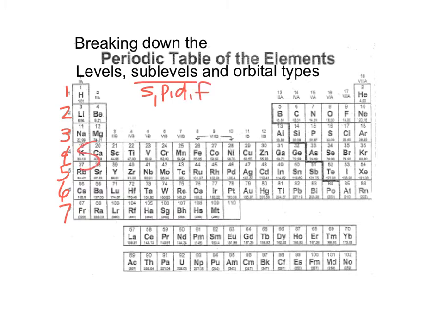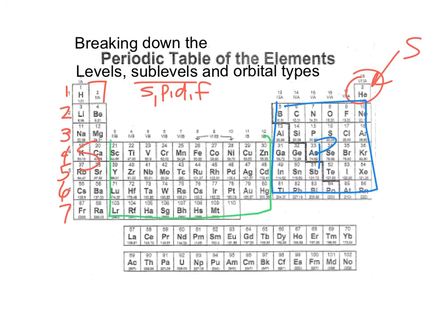This first column represents electrons that reside in S orbitals. These 2 right here, helium actually belongs over here, so consider this electron an S electron. And then we have the block of 6 here, and these are our P electrons. This is our block of 10. These are our Ds. And then down here is the block of 14, the F orbitals. So our sublevels are the orbital types.